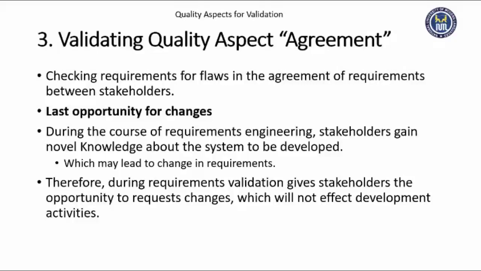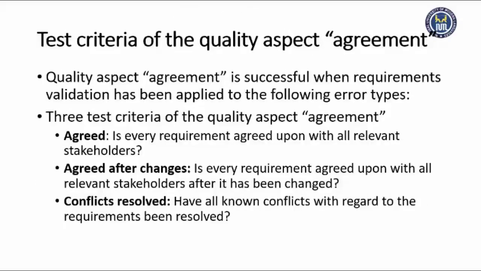Let's check out how we can test the criteria for the agreement. The quality aspect agreement is successful when requirements validation has been applied to the following error types. Three test criteria for the quality aspect agreement are: number one, agreed. Is every requirement agreed upon with all relevant stakeholders? Agreed after changes: is every requirement agreed upon with all the relevant stakeholders after it has been changed? Third and last, conflicts resolved: have all known conflicts with regard to the requirements been resolved?